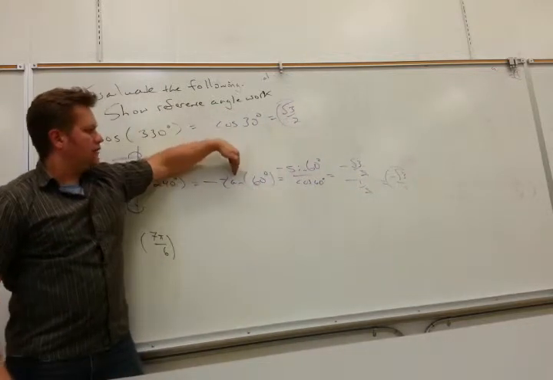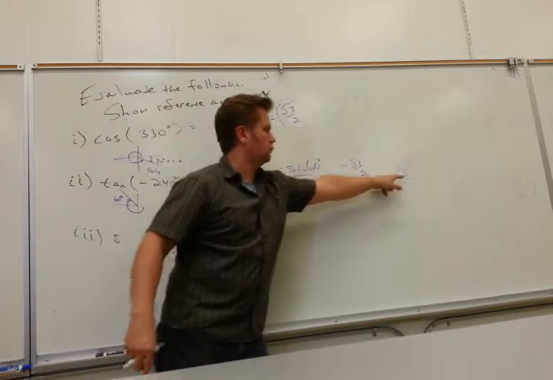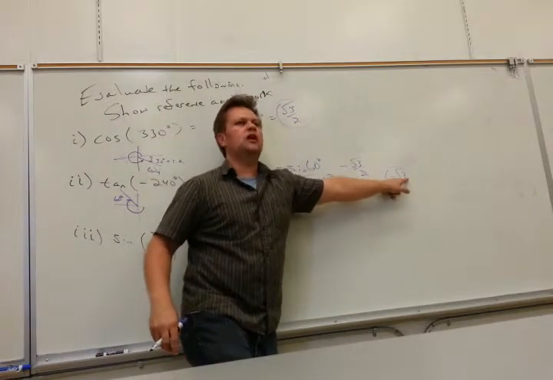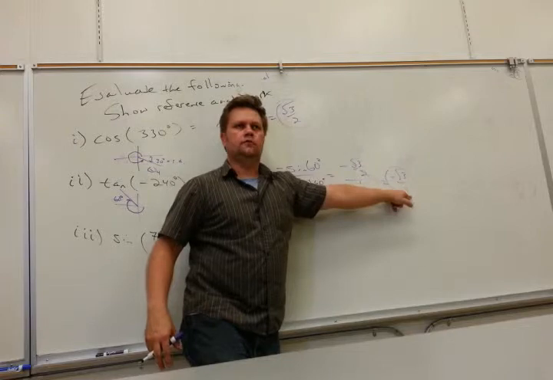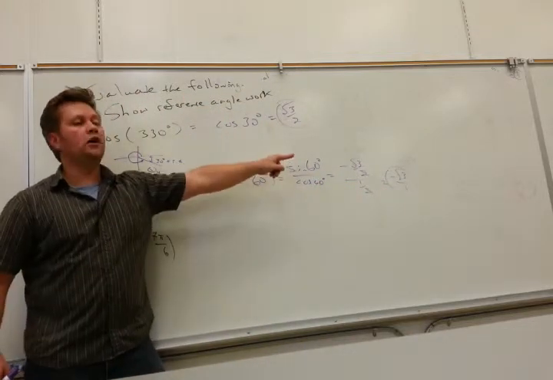So the way I look at it, if I have tangent 60, sine's on the top. Sine is bigger at 60, so it's root 3 over 1. The top is going to be the bigger one. If it was tangent of 30, the bottom would be the bigger one. It would have been 1 over root 3.